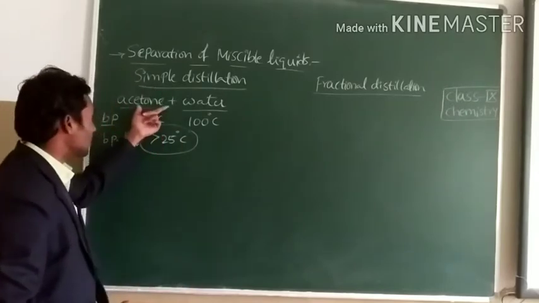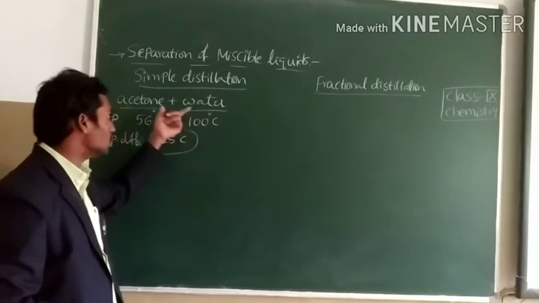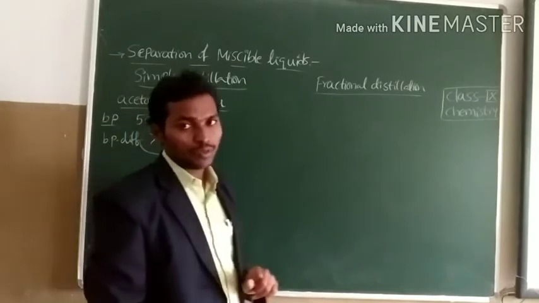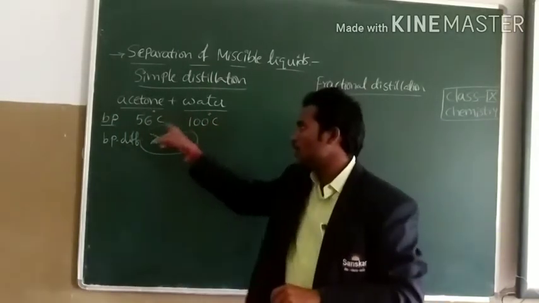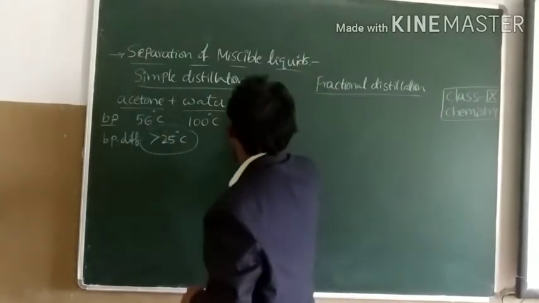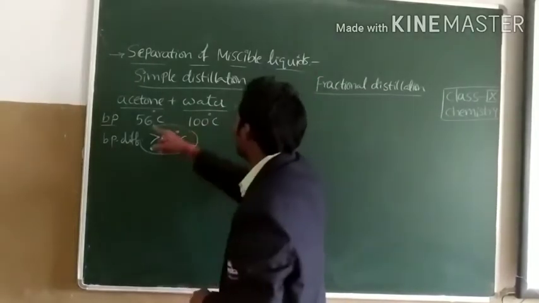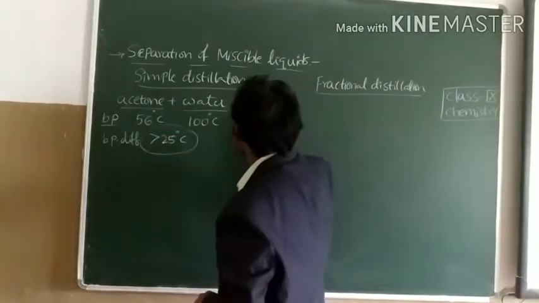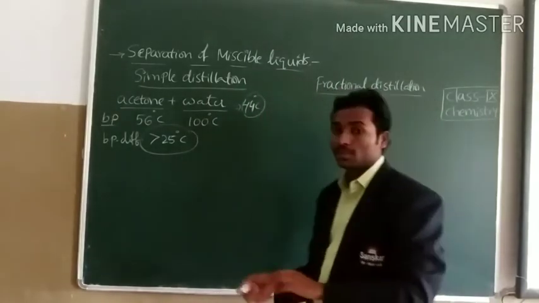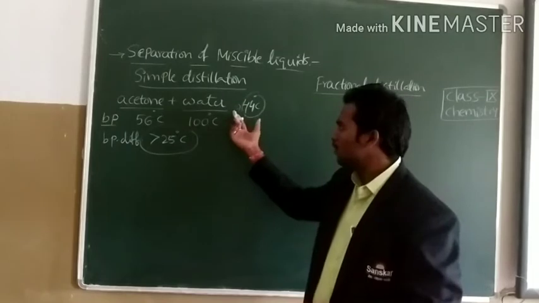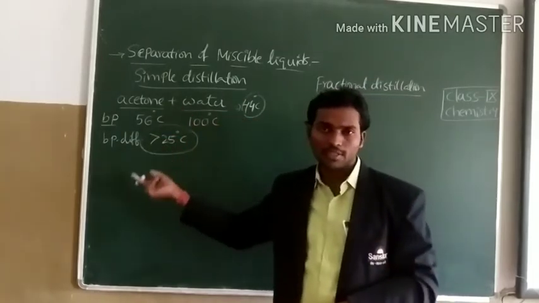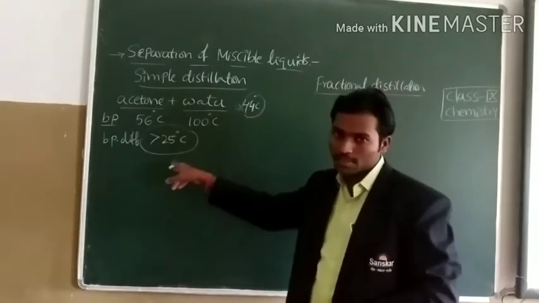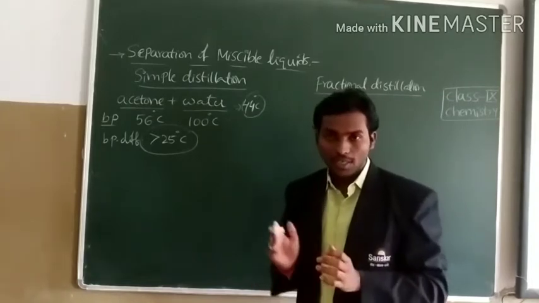For example, take a mixture of acetone and water. These two are miscible liquids. The boiling point of acetone is 56 degrees Celsius. The boiling point of water is 100 degrees Celsius. The difference between the boiling points of the two liquids is 44 degrees Celsius. Here, the boiling point difference between the two liquids is more than 25 degrees Celsius, so we choose the simple distillation technique.